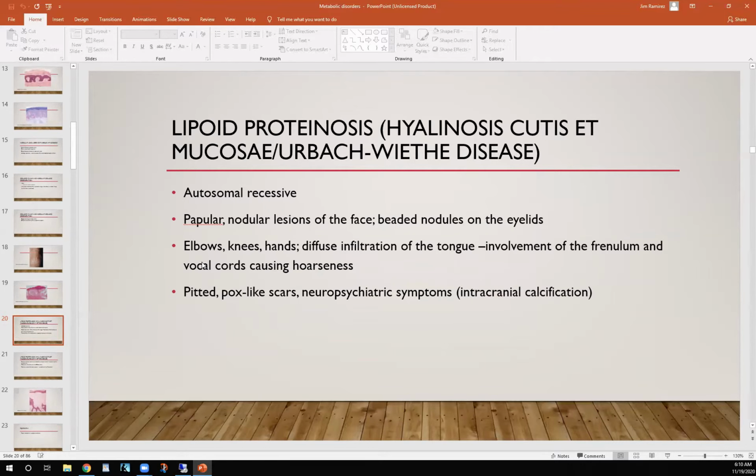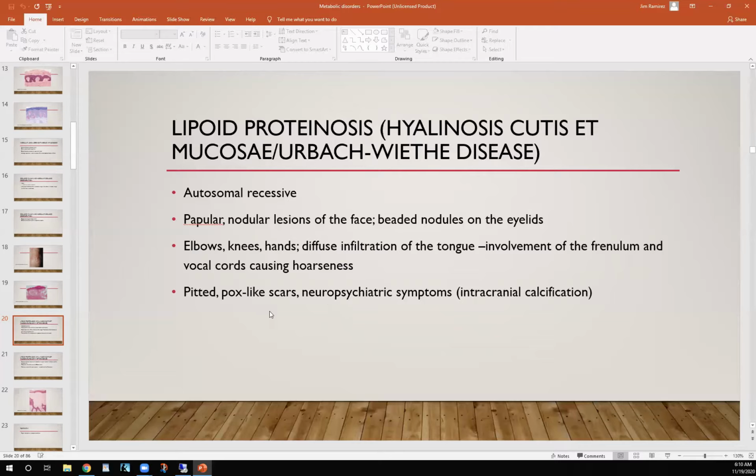Lipoid proteinosis, this is a mouthful. I'll try saying hyalinosis cutis et mucosae or Urbach-Wiethe disease. I'll mention it really briefly, but the point I'm trying to make is that these are all kind of amyloid mimics. This condition in particular is autosomal recessive, and you get papular nodular lesions of the face, beaded nodules of the eyelids, and involvement of the elbow, hands, knees, the tongue, and the frenulum and vocal cords, so these patients often have hoarseness, which is a good thing to know for diagnosis.